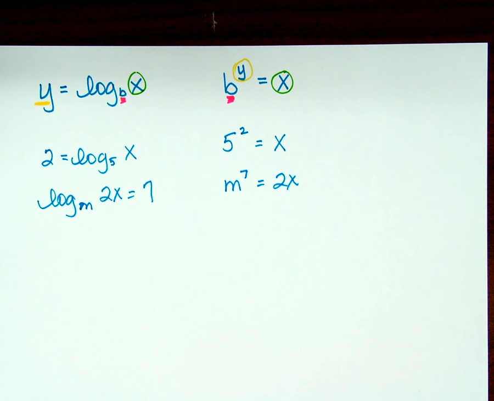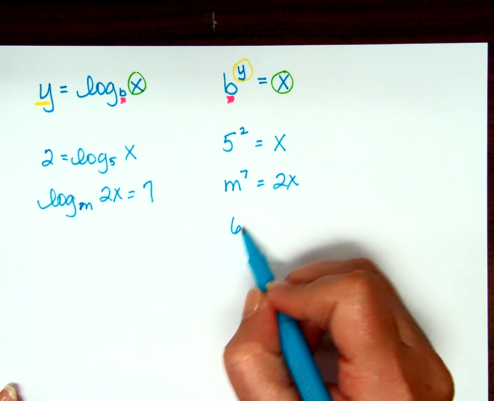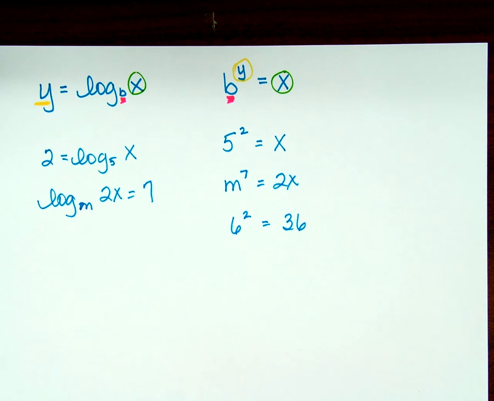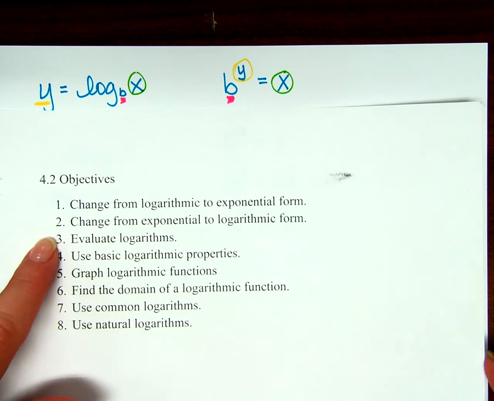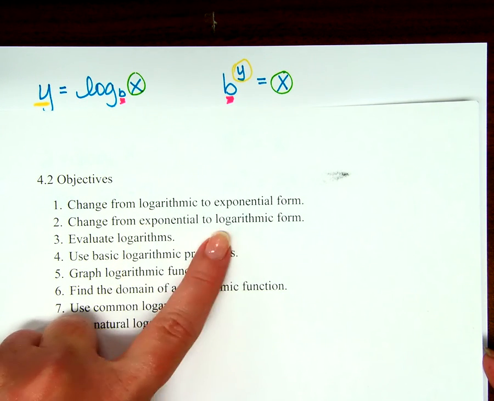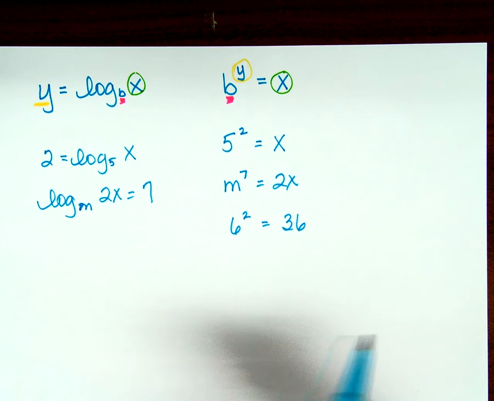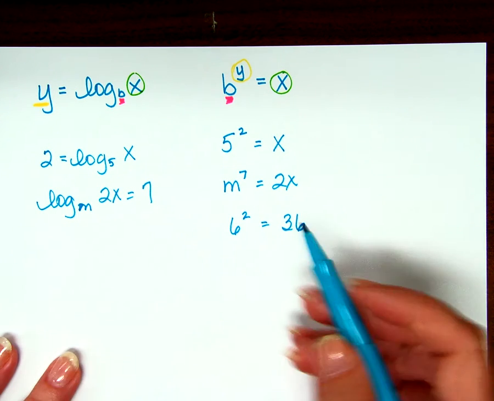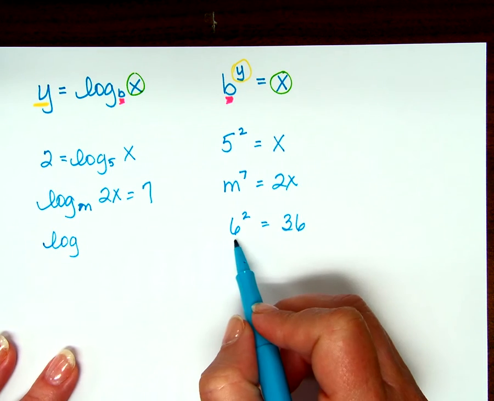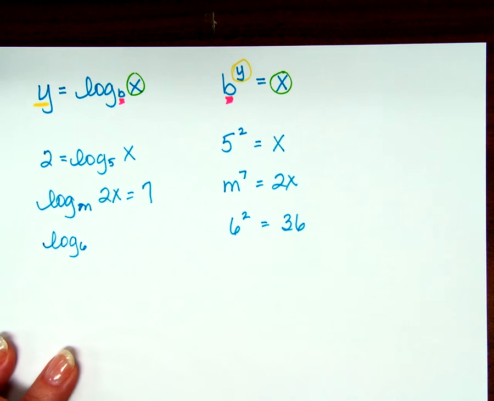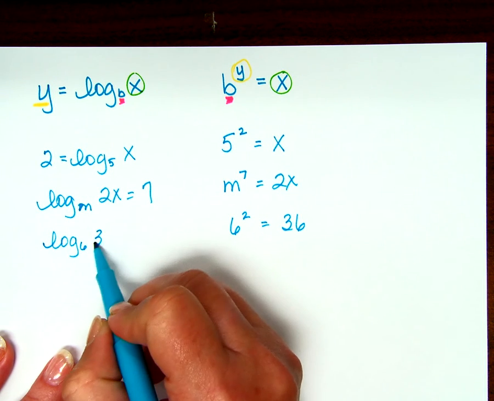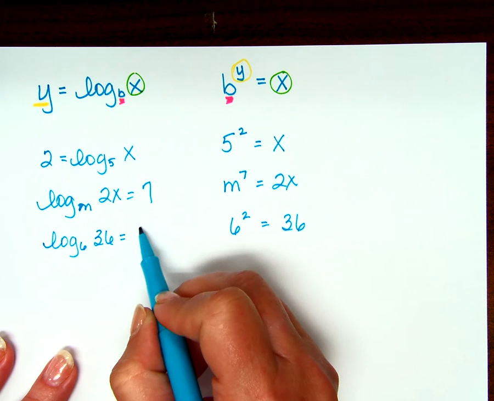Got it? So what if I ask you to take this and write it in logarithmic form? Can you go backwards? Because that's our second objective today, right? We've been going from logarithmic to exponential. Can you go backwards from exponential to logarithmic? So do it. What do I write? Log base 6 of, correct, equals 2.